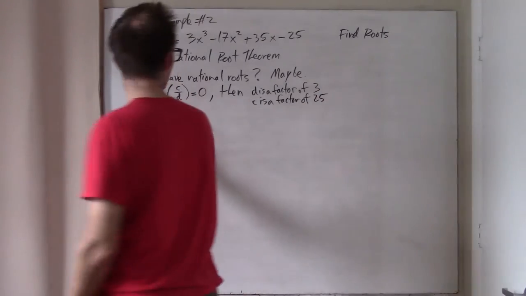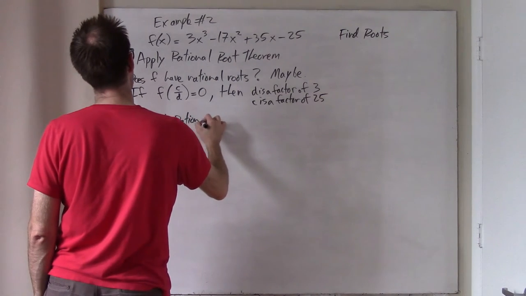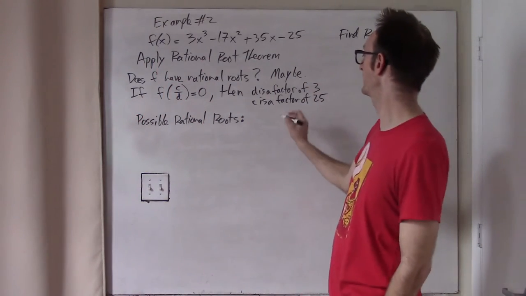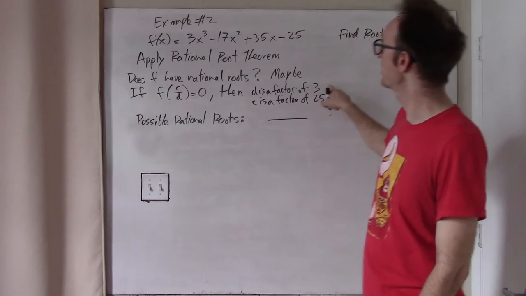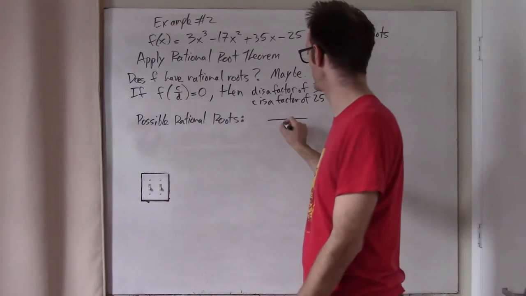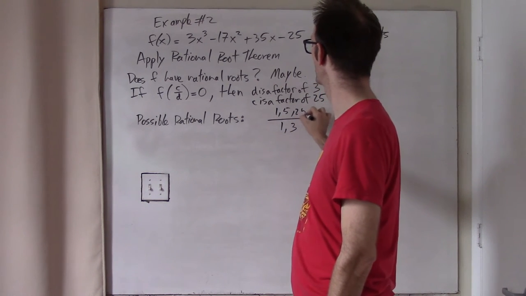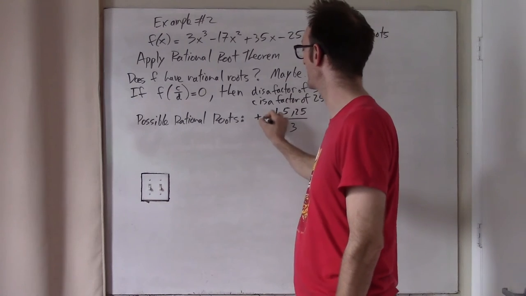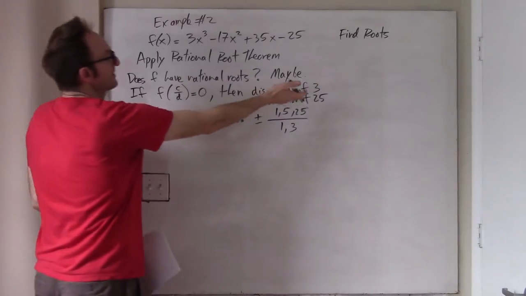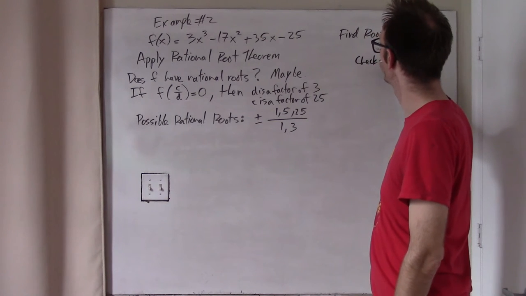And so what we make is this kind of chart of possible rational roots. What are the possible rational roots? Well, we just consider all the numbers for which the denominator d is a factor of 3. The only factors of 3 are 1 and 3, and the only factors of 25 are 1, 5, and 25. So I need only consider, and all their negatives, numbers of the form 1, 5, or 25 over 1 and 3. In other words, what are all the numbers which could possibly be rational roots?